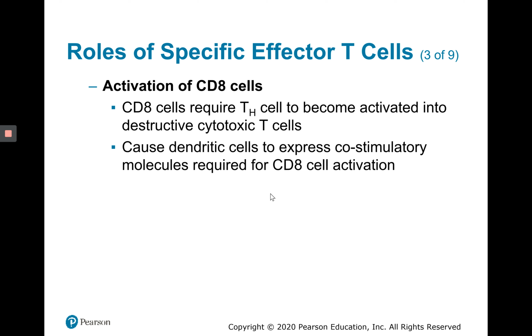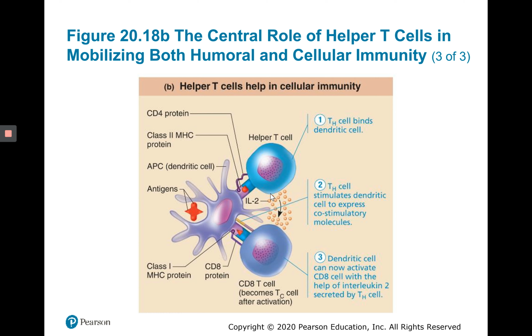Activation of CD8 cells requires the T helper cell as well, because to become activated, the CD8 cells require talking to the T helper cells. CD8 cells are naive cells that become cytotoxic T cells when activated. We know that T helper cells cause dendritic cells to express co-stimulatory molecules, the ones that we need for CD8 cell activation. So that's what we're seeing here is the helper T cell helping in cellular immunity.